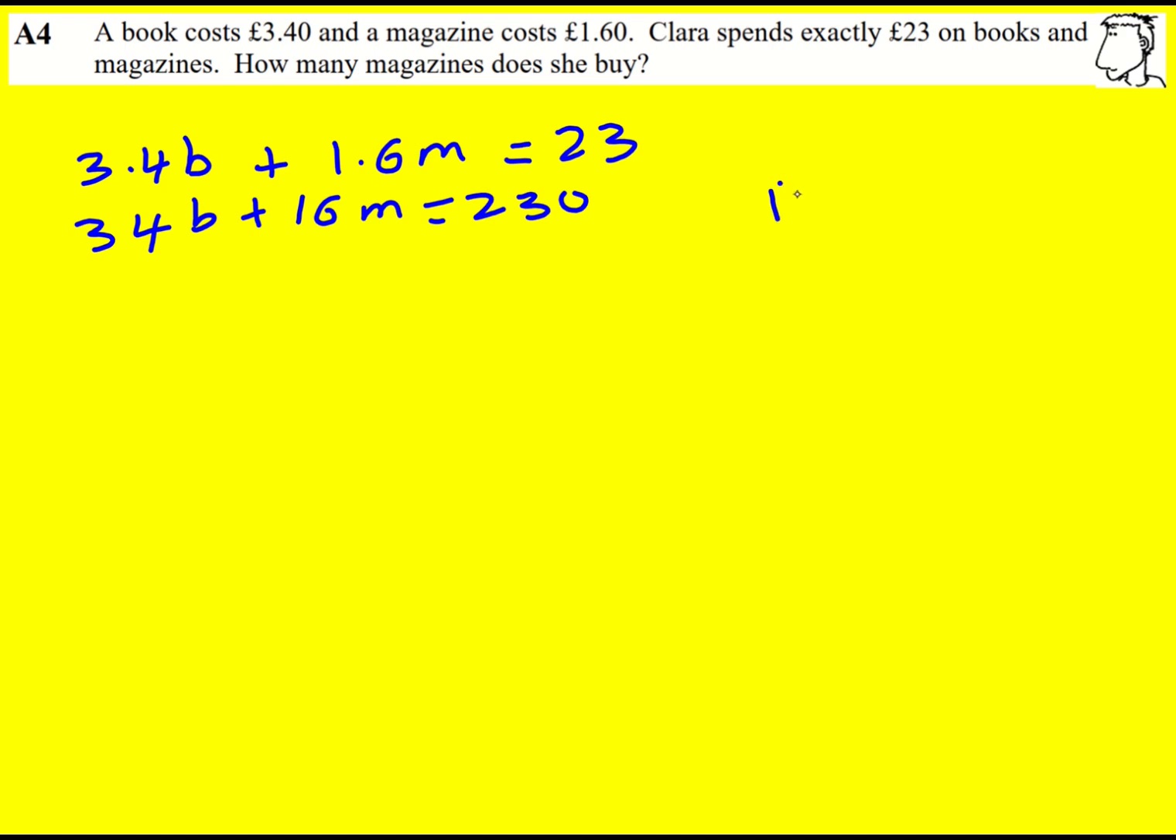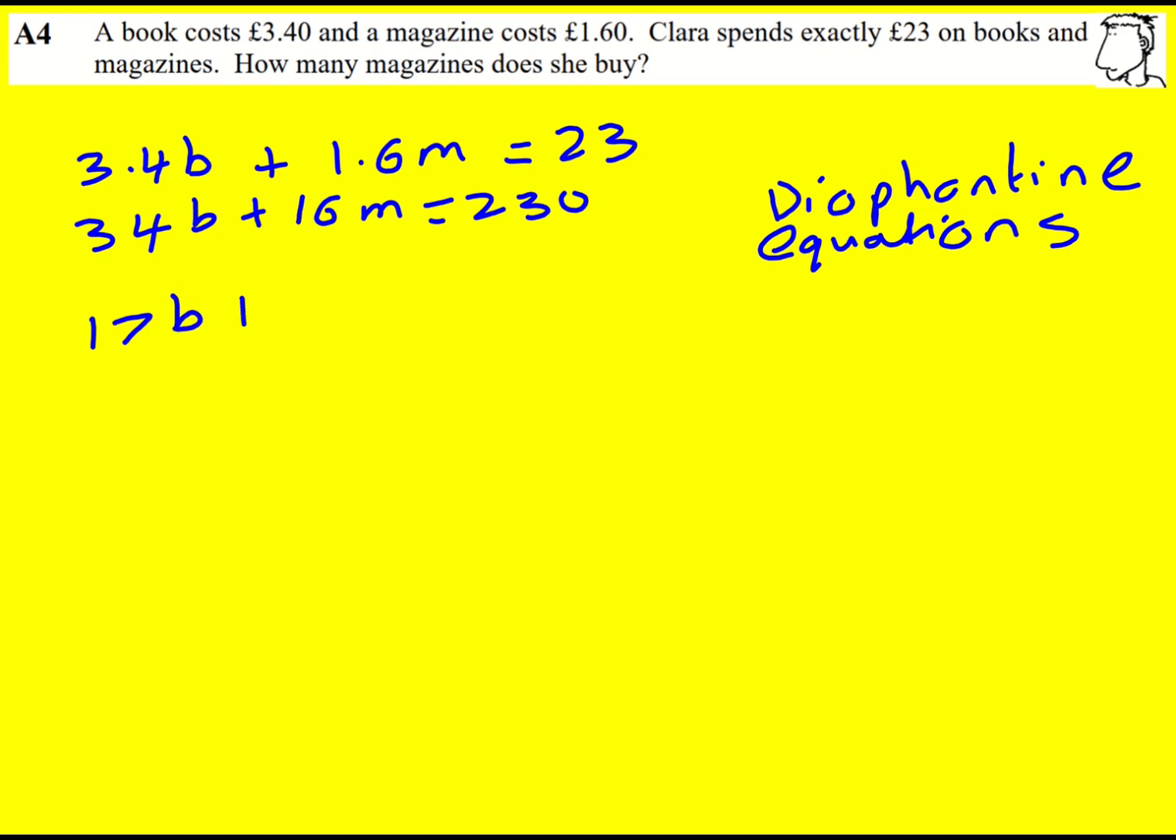And this is known as a Diophantine equation because it is an equation with more than one unknown, but they have to be integers. Really interesting little bit of maths. So the first thing to do in these sorts of questions is divide through by any common factors. I can divide through by 2.